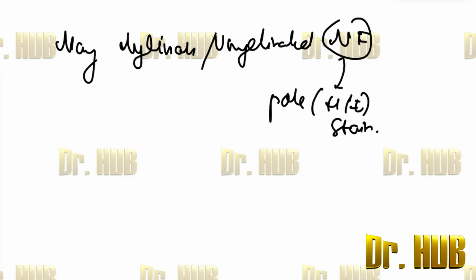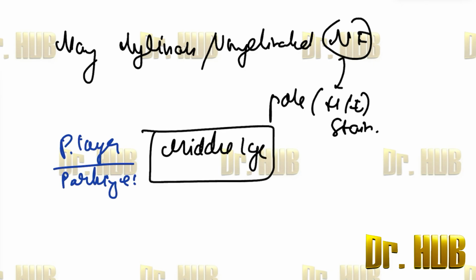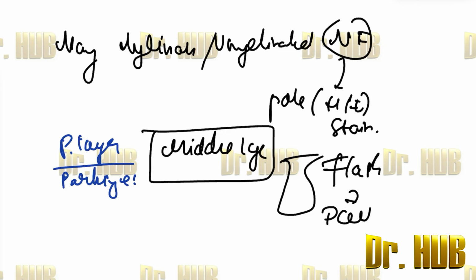Next we move on to the Purkinje layer, the P layer. It is the middle layer, and it contains the flask-shaped bodies known as the Purkinje cells.